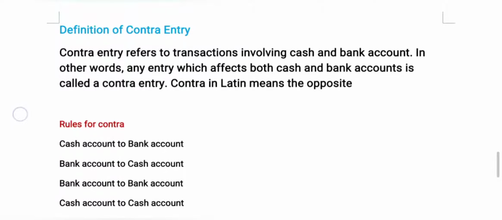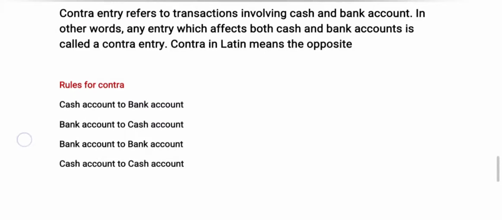In other words, any entry which affects both sides, the amount will be affected on both sides. If credit increases, debit also increases. This type of transaction is called contra entry. The meaning of contra in Latin is opposite. Now we are coming to rules for contra entry.